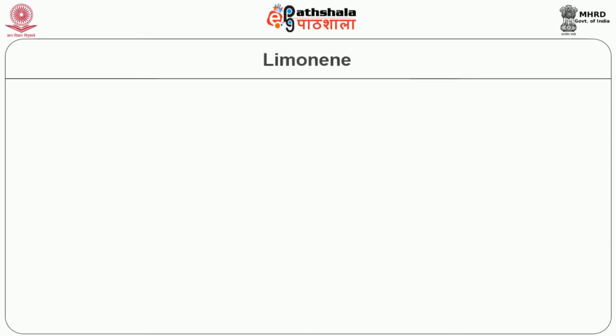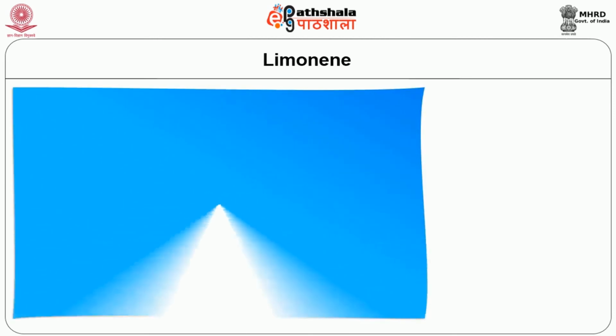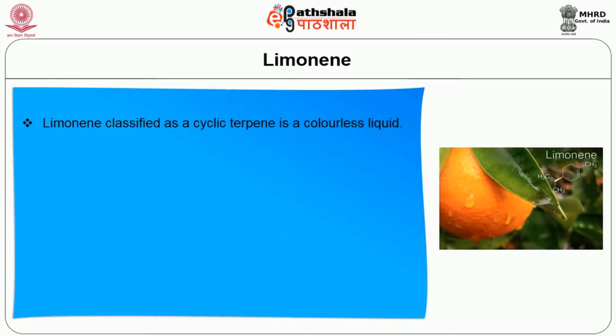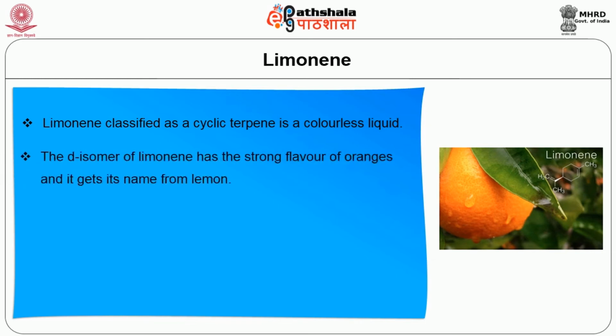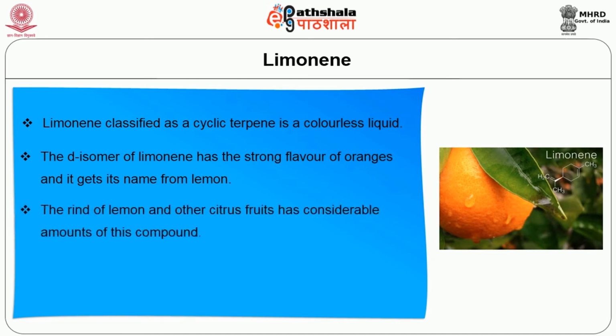After learning about the role and functions of vitamin C, we shall learn about limonene, classified as a cyclic terpene, which is a colorless liquid. The D-isomer of limonene has the strong flavor of oranges and it gets its name from lemon. The rind of lemon and other citrus fruits has considerable amounts of this compound. Limonene is a chiral molecule and citrus fruits contain D-limonene.